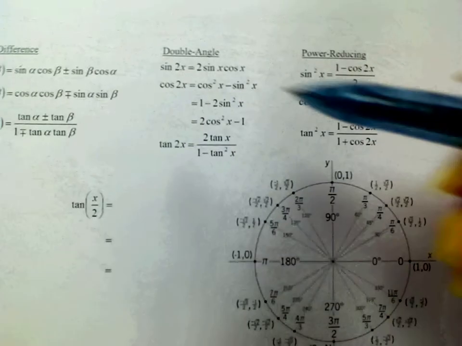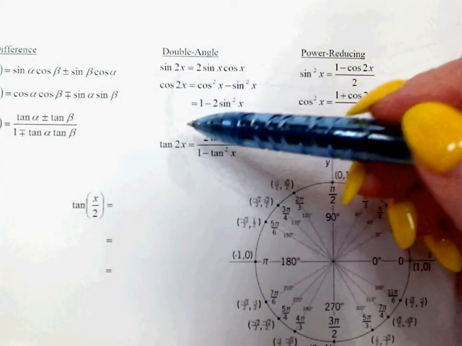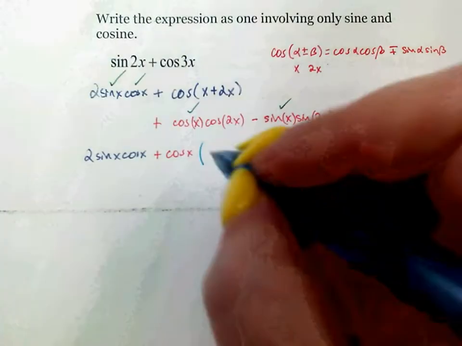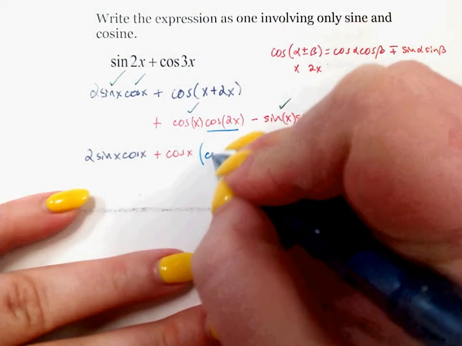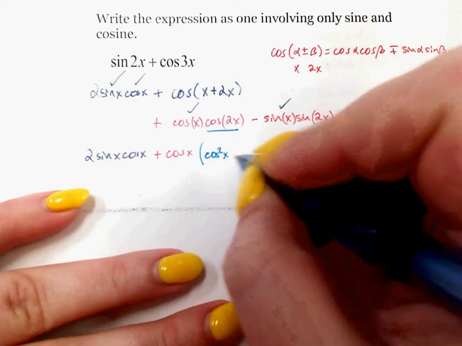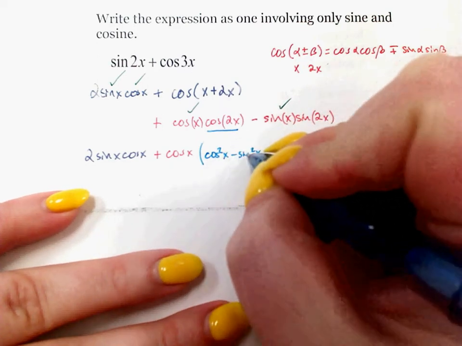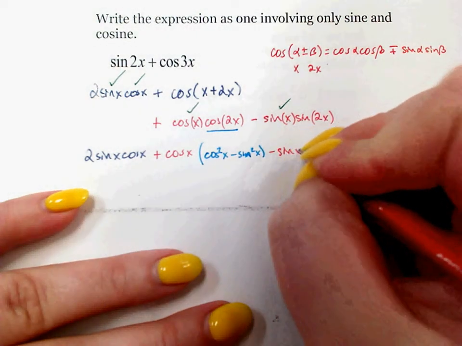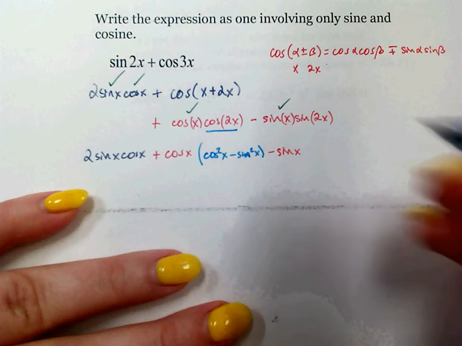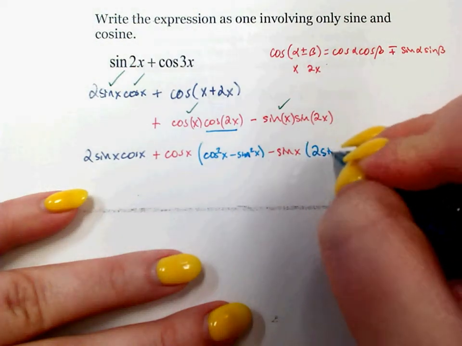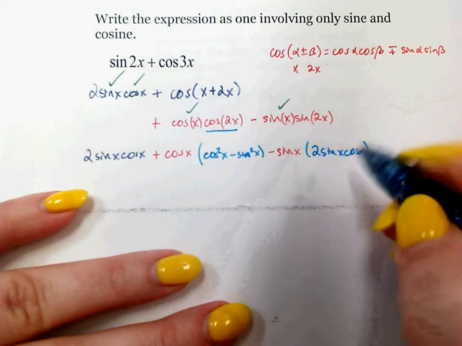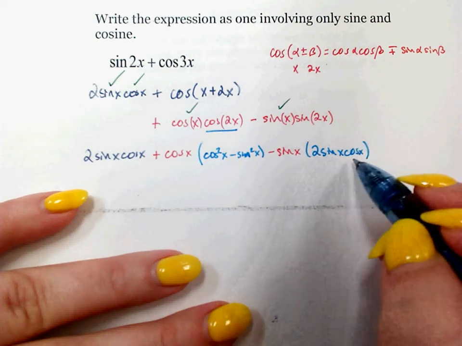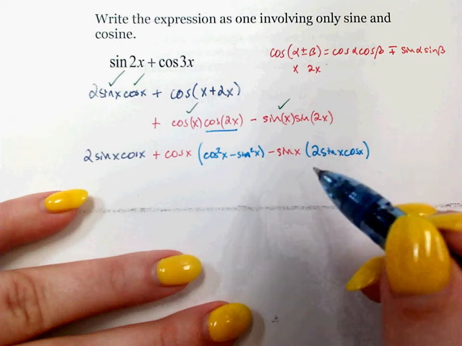The idea was to get rid of the multiple angles, and so even though I have powers here, I don't have multiple angles, so that's the goal. So I'm going to replace this with cosine squared x minus sine squared x. Minus sine of x times, and then sine of 2x is again just 2 sine cosine. Now I did put parentheses around this, but technically I don't need them because this is all multiplication. So sine times 2 times sine times cosine. There's no distribution necessary here. However, there is there.